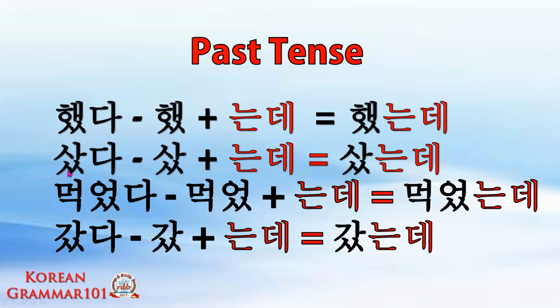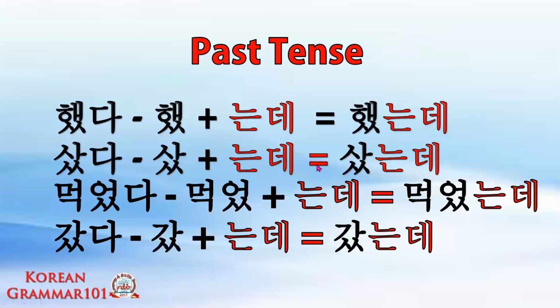Okay, the next example is satta. The present form of satta is sada. Sada is to buy. So satta is bought. So when you conjugate -nunde, you have to drop again the da. This is the verb stem. So the remaining word is sat plus nunde. So it becomes satnunde.